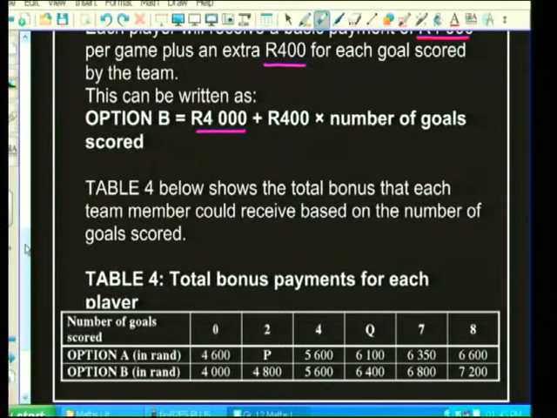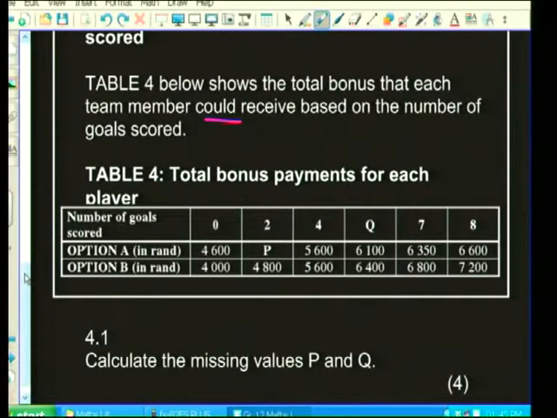So table 4 below shows the total bonus that each team member could receive based on the number of goals scored. So the total bonus for each player, that's what our table says. We've got the number of goals scored: 0, 2, 4, Q, 7, and 8. Option A in rands, what would they get? And option B in rands. And what's important is to be able to understand how they got the numbers. So if there were no goals scored, they're only getting the basics. So for option A it was 4,600. For option B it was 4,000. Then we got for 2 and we're going to carry on. So now we need to calculate P and Q.